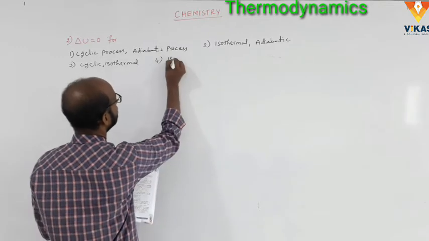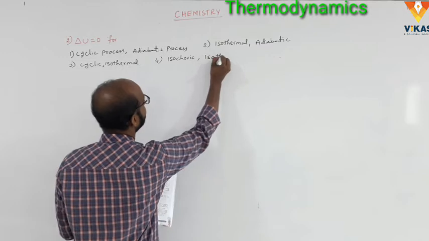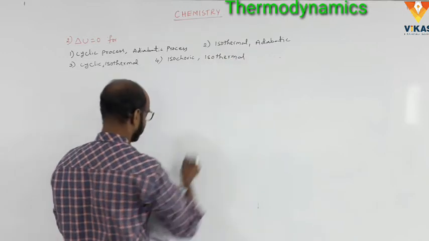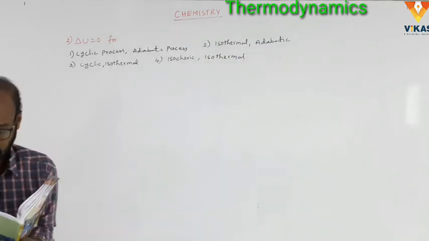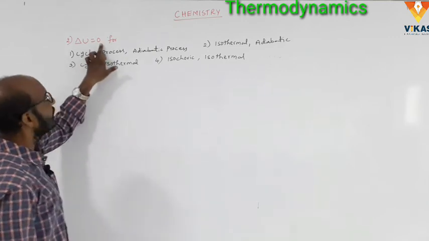And option 4: isochoric and isothermal. Okay. So, delta U is equal to 0.